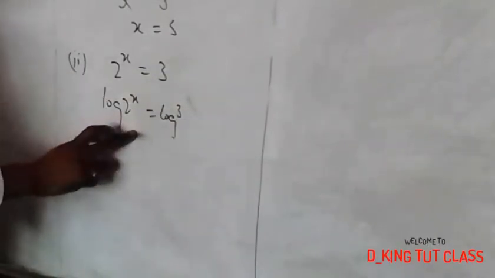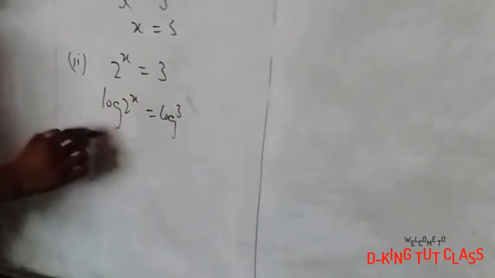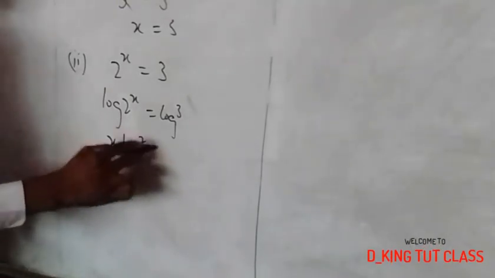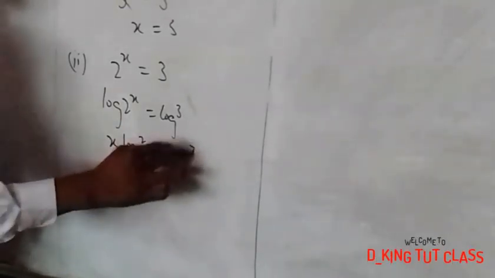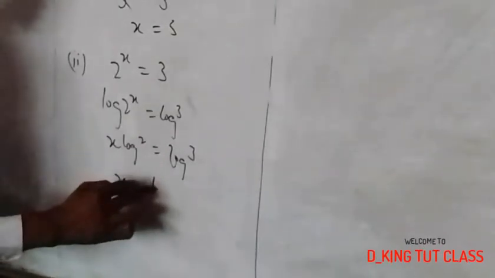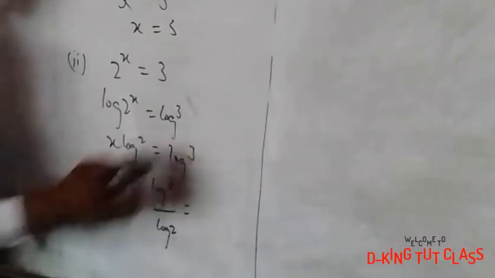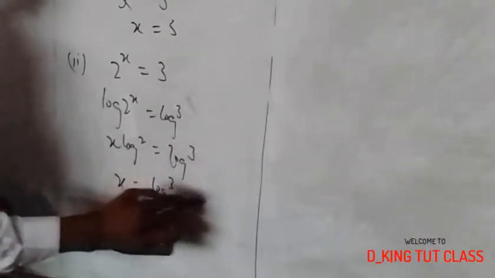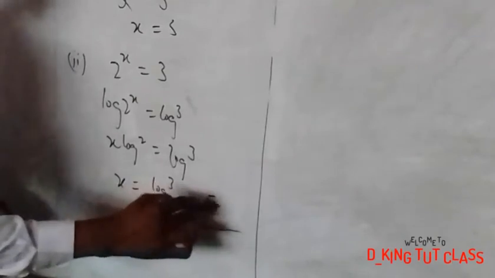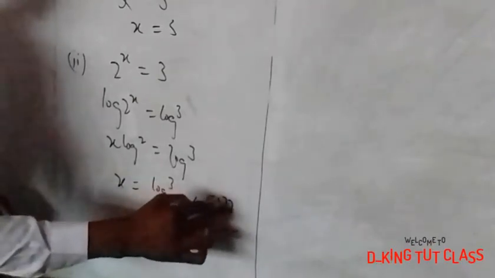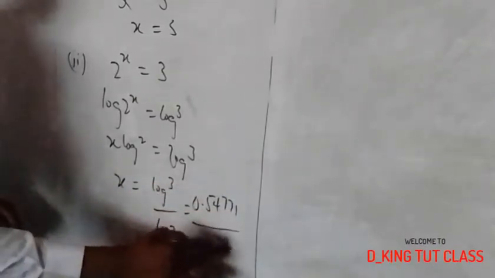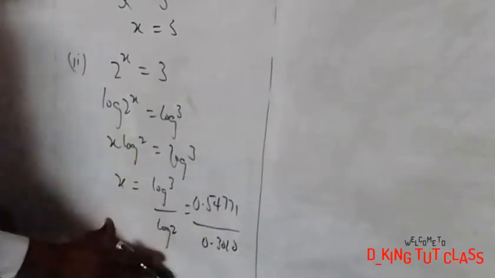Now, as to our law of indices, I can bring x backwards, which becomes x log 2 equals log 3. In this case, I'm looking for x. So my x becomes log 3 over log 2. Where you have to find what log 3 is, I also have to find what log 2 is. Then that's how to get my x.